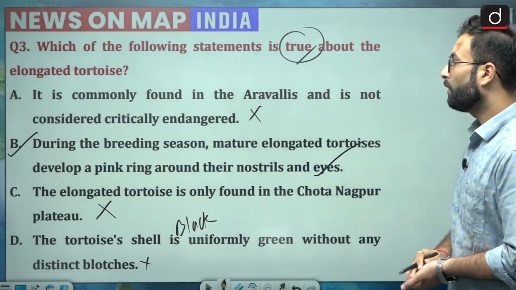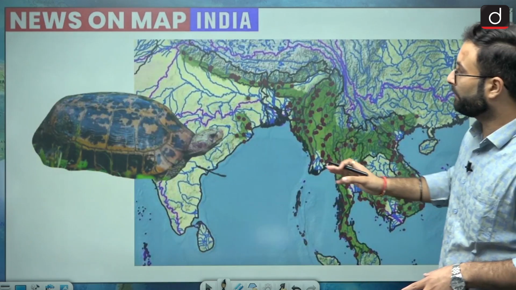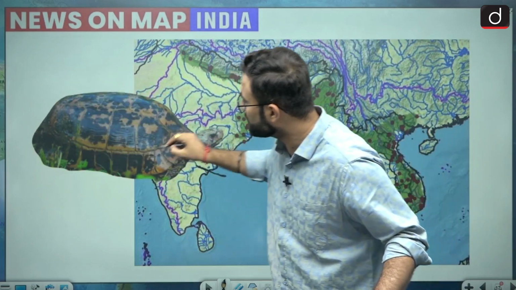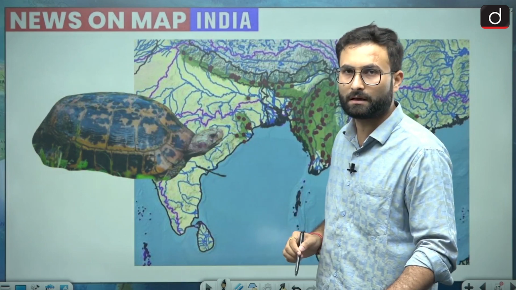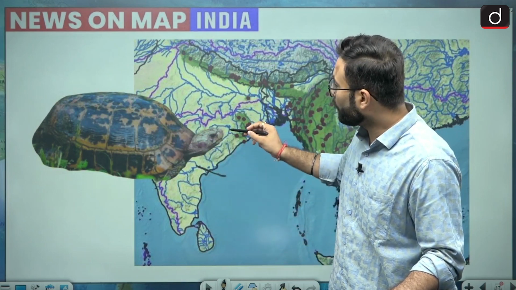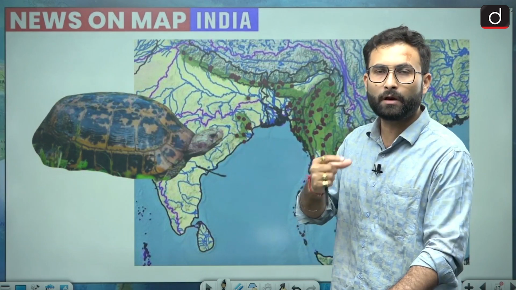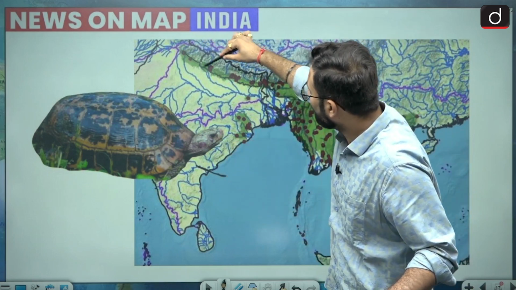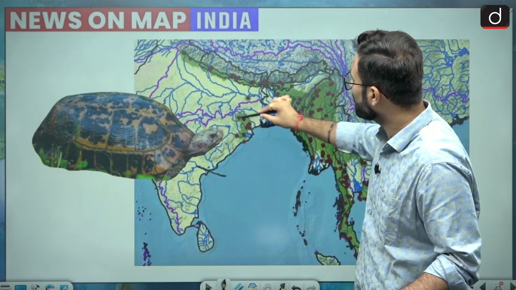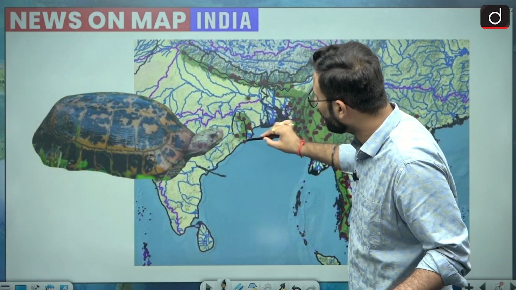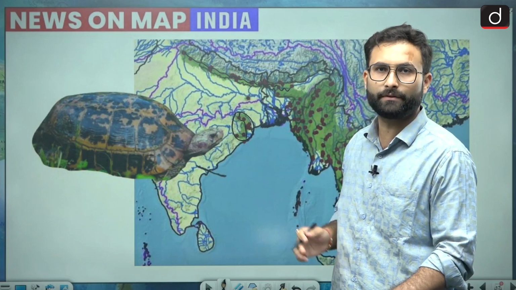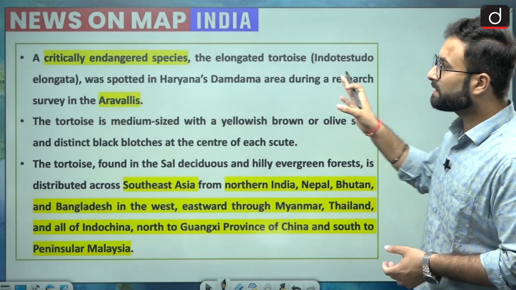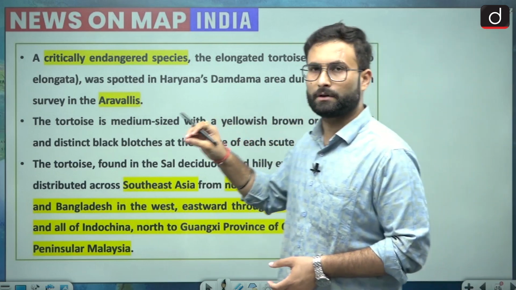Okay. Now moving further, when we are talking about this tortoise over here, you can see this is the green shell, and black blotches are present over here. And when we talk about the nostrils and the eyes, they develop a pink color ring around them. And here you can see this is the area of prominence where they are found. So these are basically your Himalayan foothills, and also this Chota Nagpur plateau is the area where you can find them.